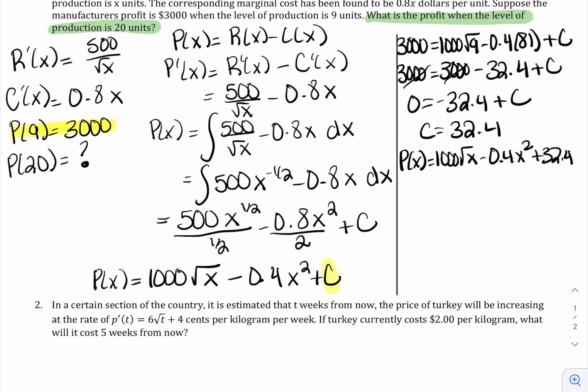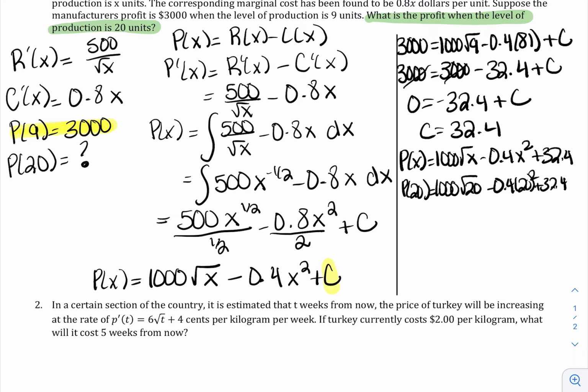And now I can finally plug in 20. So P of 20 is going to be 1,000 square root of 20 minus 0.4 times 20 squared plus 32.4. And because it's money, we're going to round to the nearest hundredths.